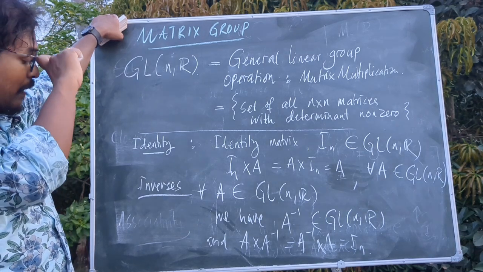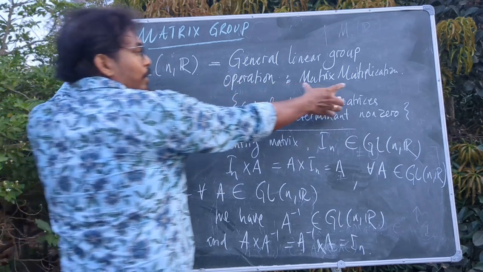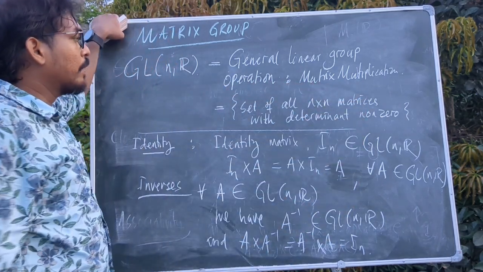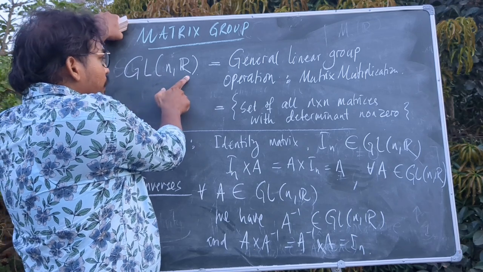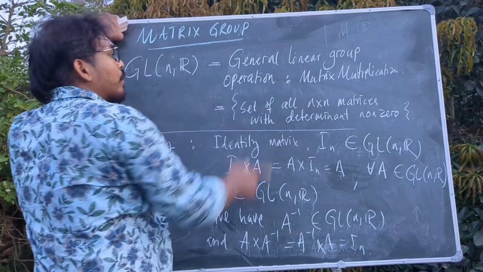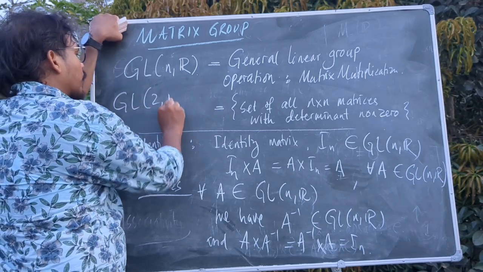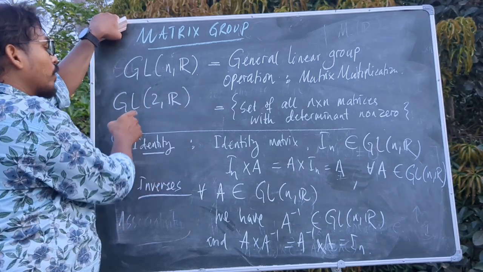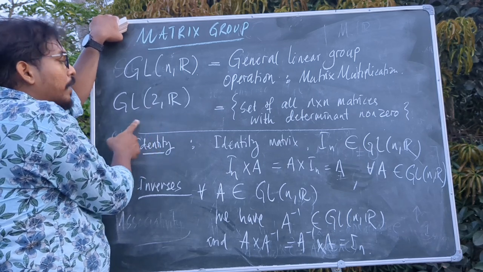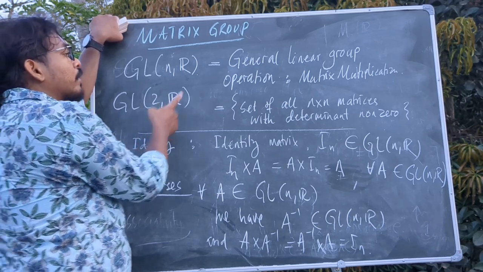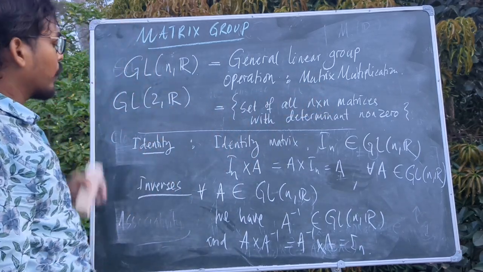So we have proved this set under the operation matrix multiplication is a group, and remember this set is GL(n, R). This is the general linear group. Suppose we have GL(2, R), we have all non-zero determinant matrices of order 2 by 2 with entries from the set of real numbers, and with matrix multiplication it will form a group.